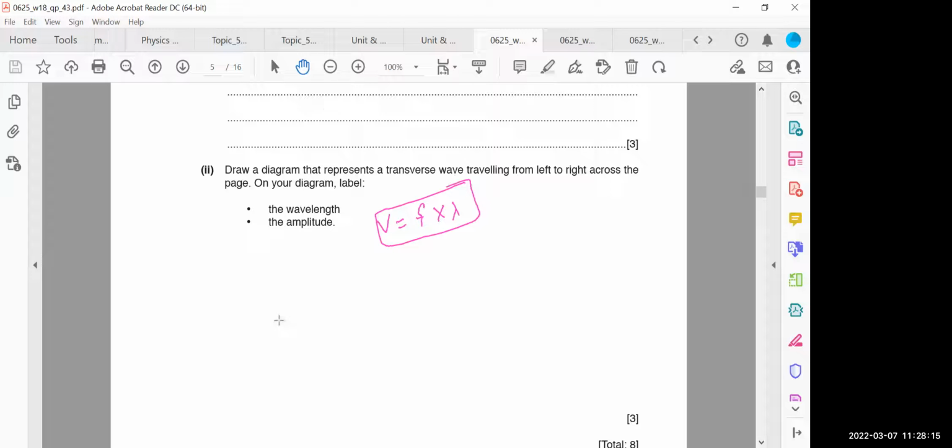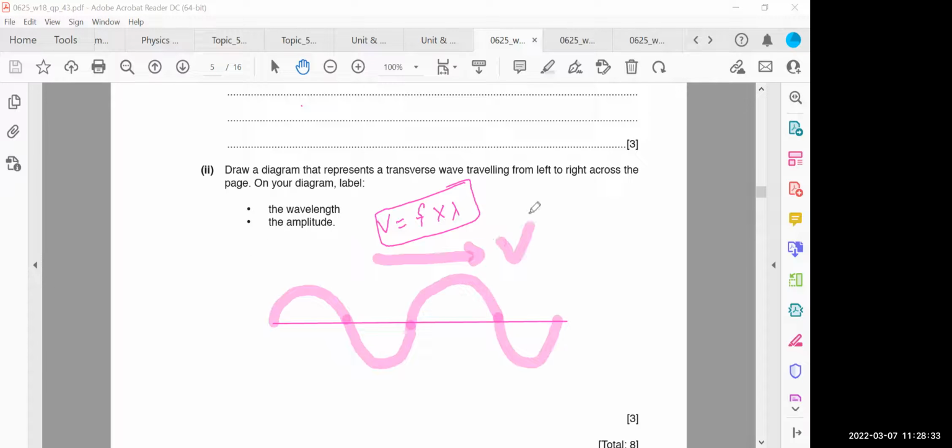So here, if I draw, this is the mean position, and something like that. A wave is traveling from left to right. You have to mention what? Amplitude. Where is the amplitude? Amplitude.